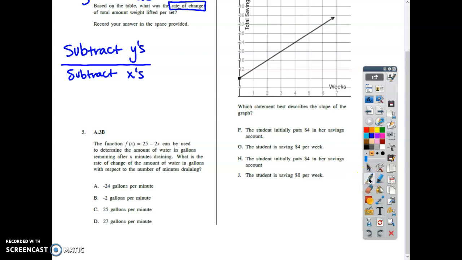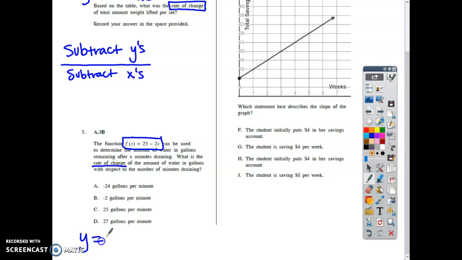Problem 5 is asking for the same thing. What is the rate of change? Okay? But they gave you an equation. So the rate of change is in the equation. Okay, rate of change is always next to the X.